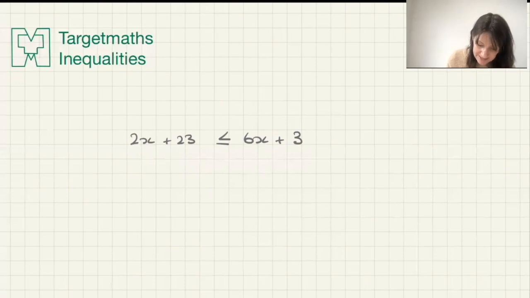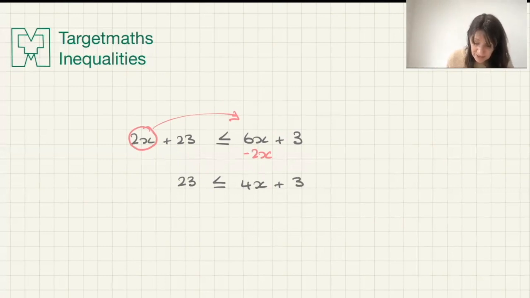Okay, so out of my x's, the 2x is the smallest. So that's going to land as minus 2x. That's leaving 23 on this side, and then 4x plus 3 on this side. And then again, it's all about getting that x on its own. Now, some people are uncomfortable with it being back to front like this. You can get the 4x plus 3 at the beginning and the 23 at the end, if that is better for you. But you must be really careful about that symbol.